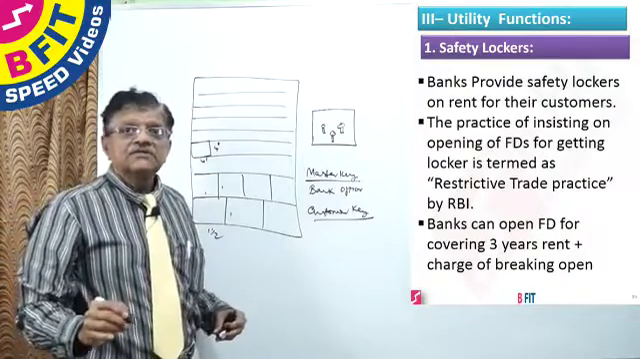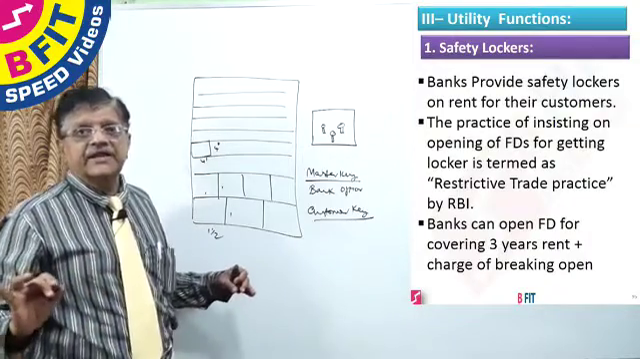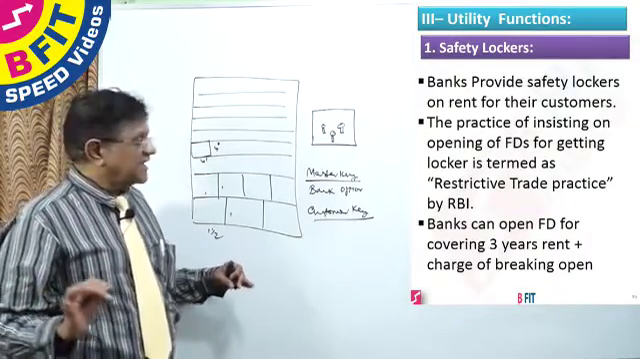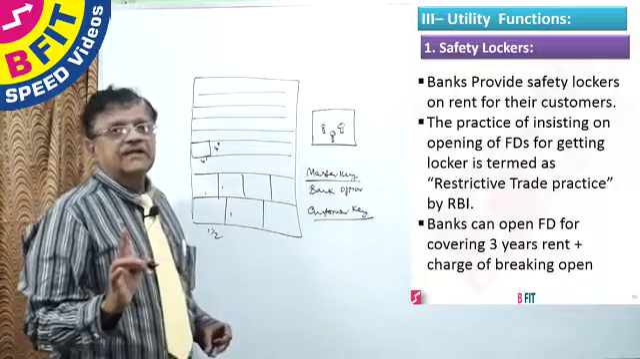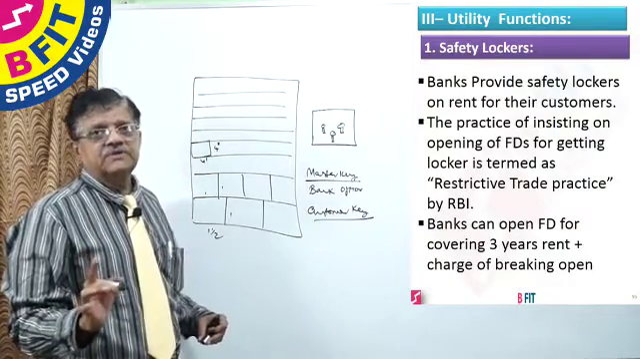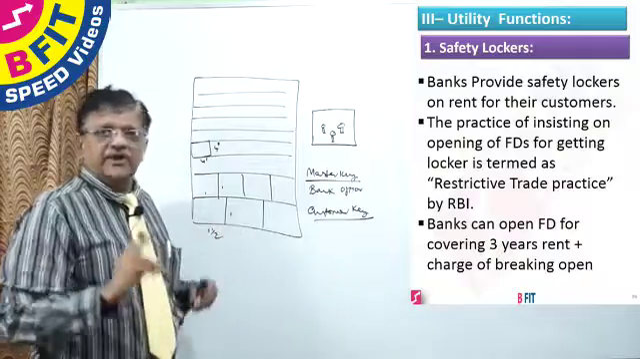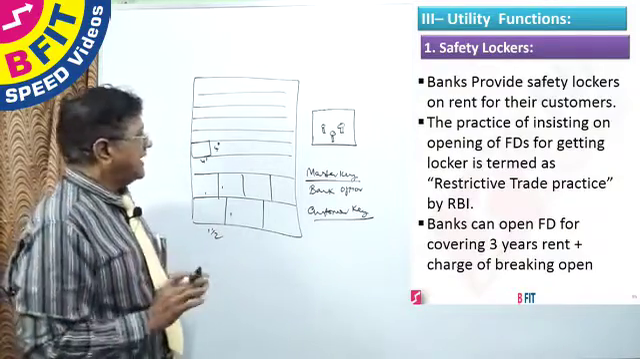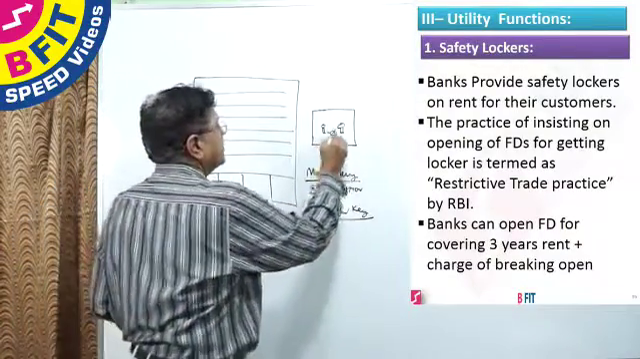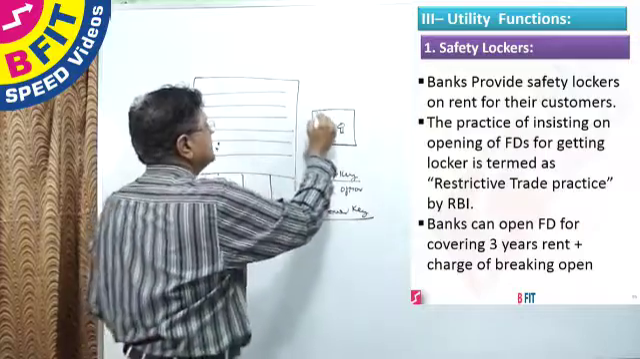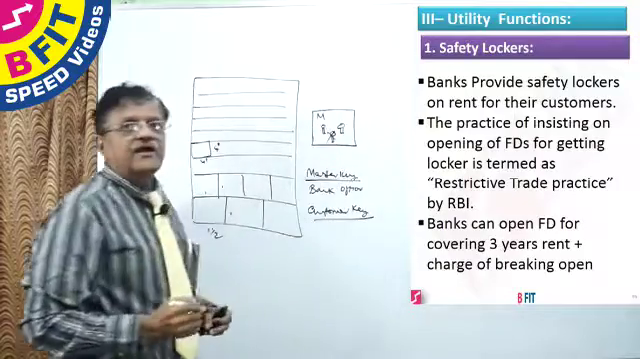Please note, there is no duplicate for customer key. Only one key, and that key is customer key, and there is no duplicate. Only one key is created. And suppose this is a dummy keyhole. This is master key. First master key.